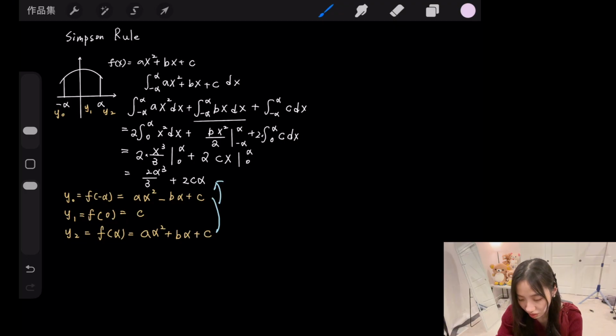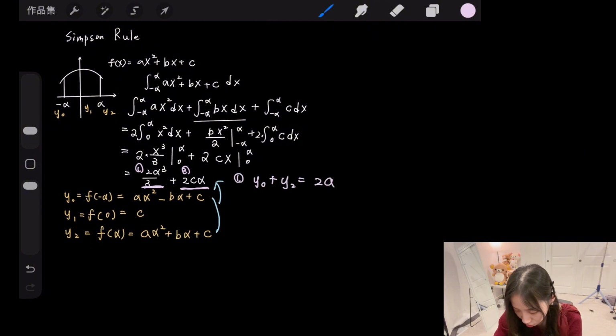Okay, so because you want to make these look like the things here, let's say use the first part, and this one is your second part. So for the first part, you can try to add y0 plus y2, which will look like 2 times a times alpha to the power of 2 plus 2c, right?